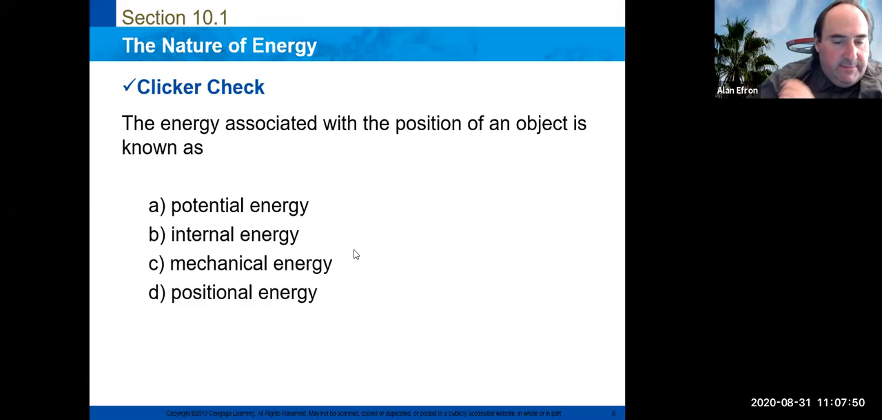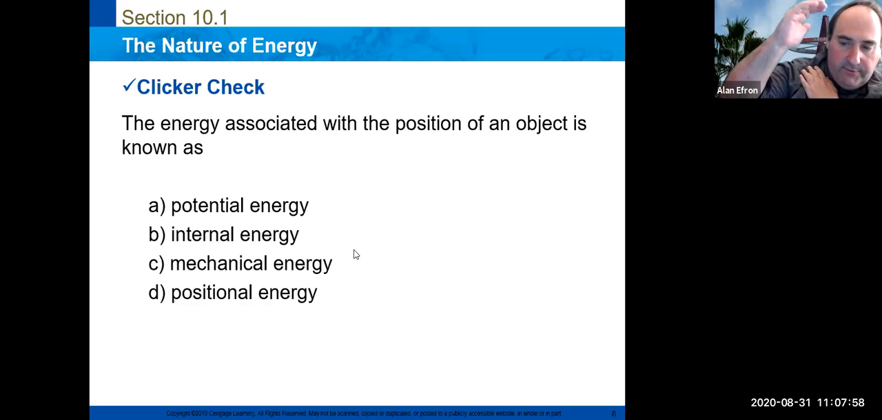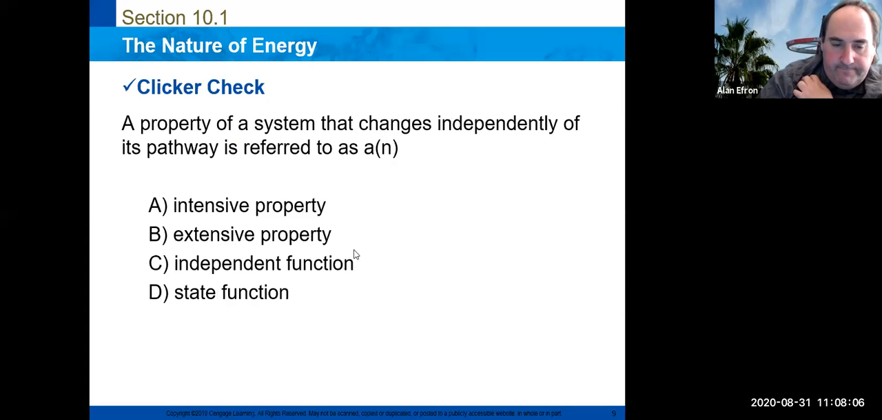In terms of some things we talked about here, energy associated with the position of an object is the potential energy. That's like the big boulder on top. It has a certain amount of potential energy based on its position. The property of a system that changes independent of its pathway is, as we've been talking about, a state function. State functions are independent of pathway and can happen in multiple steps. What's important is where you start and where you end up.